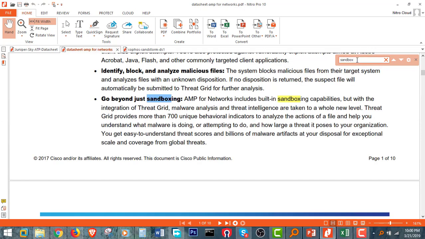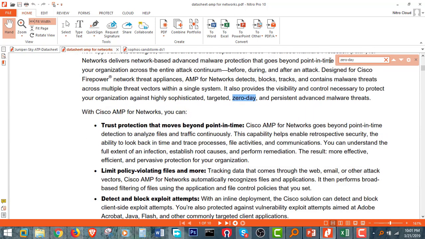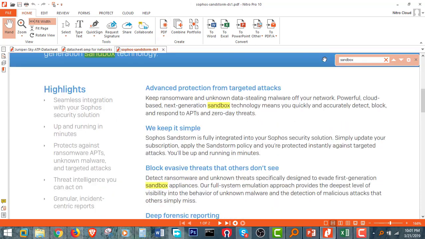Okay, so we go to AMP for Networks. Zero-day. They have zero-day capability and persistent advanced malware threats. And let's go back to Sandstorm, where we look for zero-day. They have zero-day and APT capabilities.